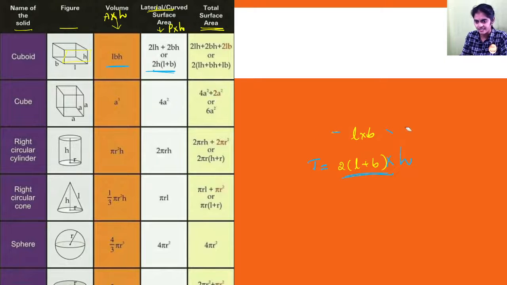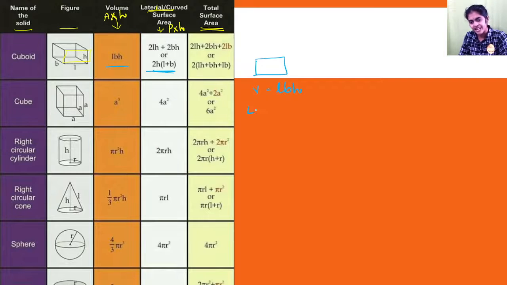So see here. I'll repeat the trick once. Everyone please concentrate, it's very easy. We know a cuboid has a rectangular shape here. The area of a rectangle is length into breadth. Multiply this length into breadth by h, and you will get the volume. So this is the volume of the cuboid.